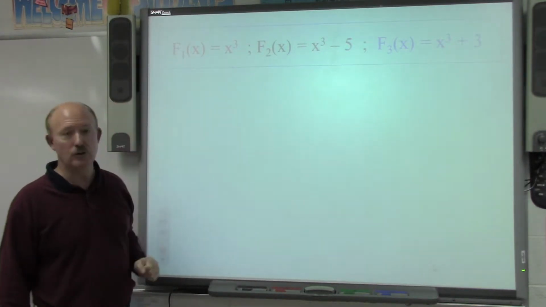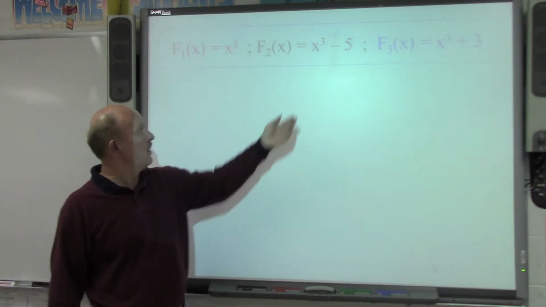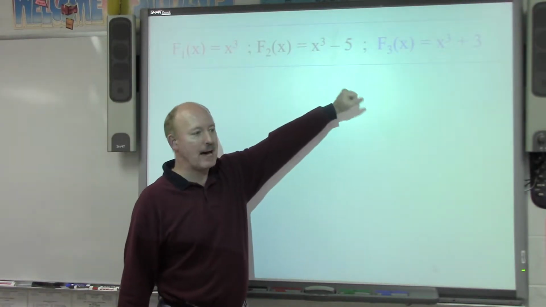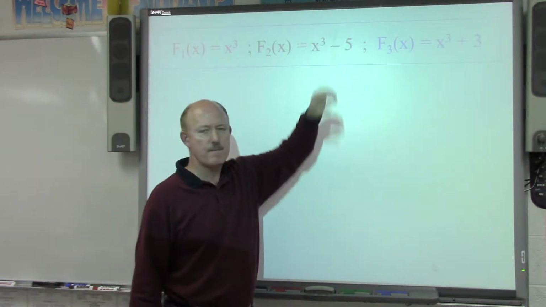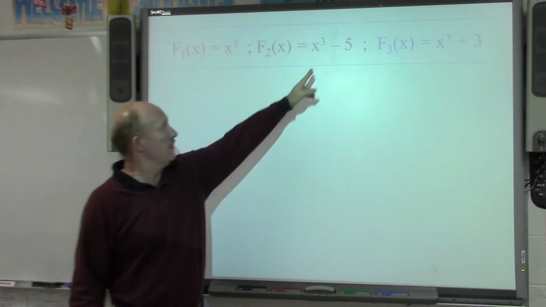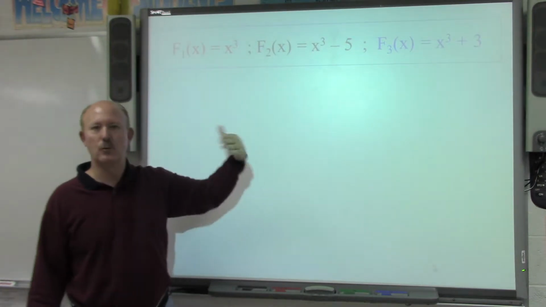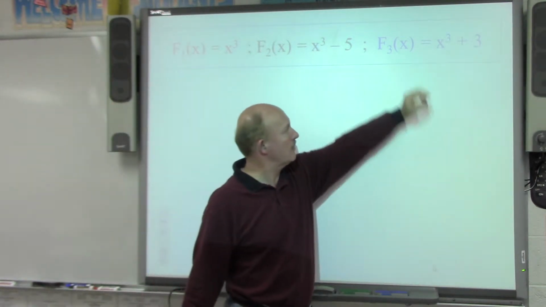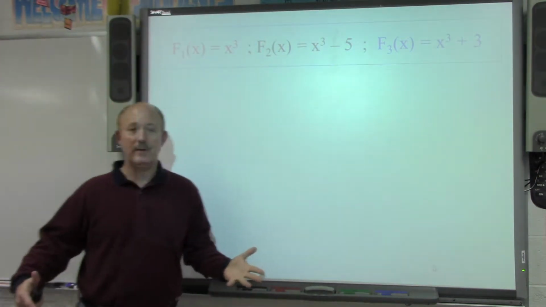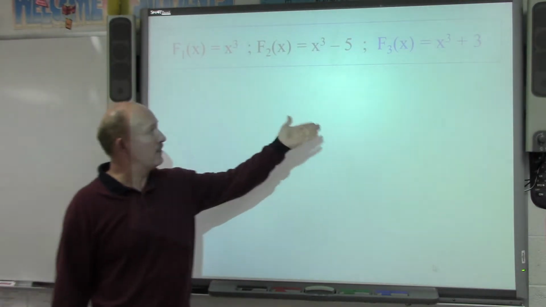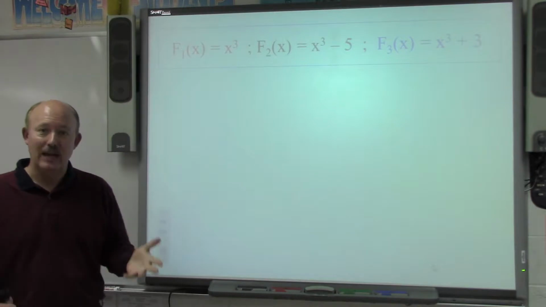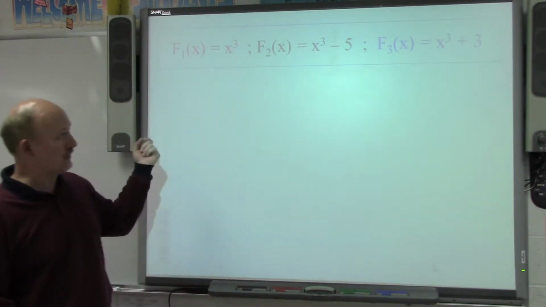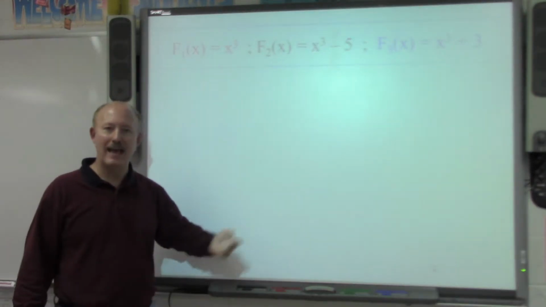The derivative of x cubed is 3x squared. The derivative of x cubed minus 5: the derivative of x cubed is 3x squared, and the derivative of 5 is 0. So these first two have the same derivative. Same thing with the last one, the derivative of x cubed plus 3. The derivative of 3 is 0, and the derivative of x cubed is 3x squared. All three of them have the same derivative. They're all different functions, but they all have the same derivative.